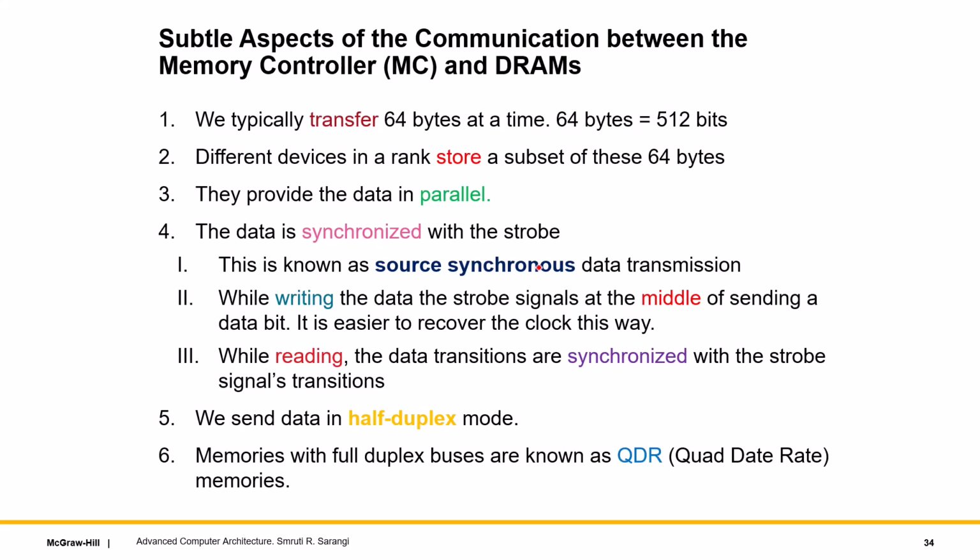So let us look at some subtle aspects of the communication between the memory controller over here and the DRAM cell over here. We have discussed this earlier at the time of prefetching, that we typically transfer 64 bytes at a time, which is 512 bits, which basically means that even if we send 64 bits in one round, we need 8 such rounds to transfer the entire set of 512 bits, right?